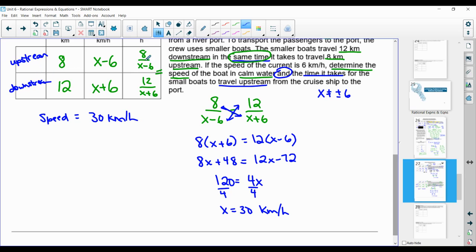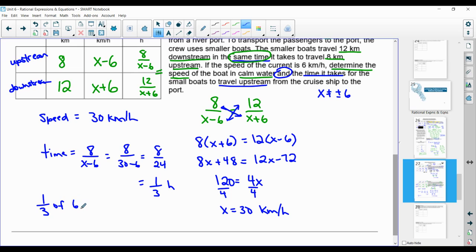If we want to figure out the time it takes to travel upstream, that's 8 divided by x minus 6. So our time is going to be 8 divided by 30 minus 6, or 8 over 24. If we put that as a fraction in lowest terms, it's 1/3. Now that's 1/3 of an hour. So 1/3 of an hour is 1/3 of 60 minutes. And if you remember, of in math means multiply. So 1/3 times 60 minutes is 20 minutes. So the answers to our questions: the speed in calm water is 30 kilometers per hour, and the time it takes to travel upstream is 20 minutes.